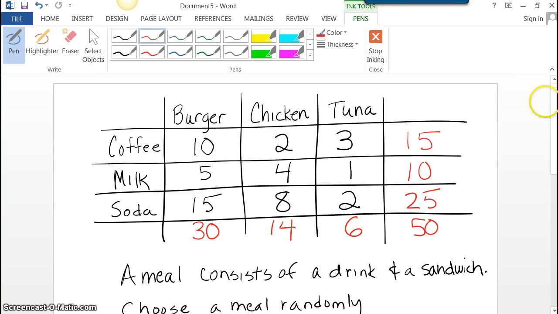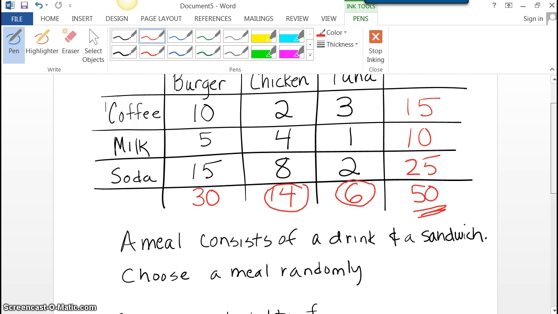Now you have to look at the table to get the probability of chicken. What you do is you look back up here, and this column is the chicken column. So there's 14 chicken sandwiches, people that have chosen chicken, and the 50 is your total. So the probability of choosing chicken is 14 out of 50. And then the probability of tuna is 6 out of 50.